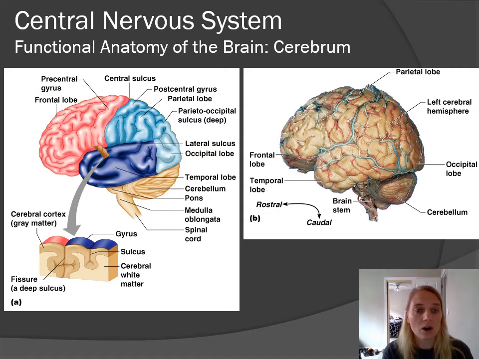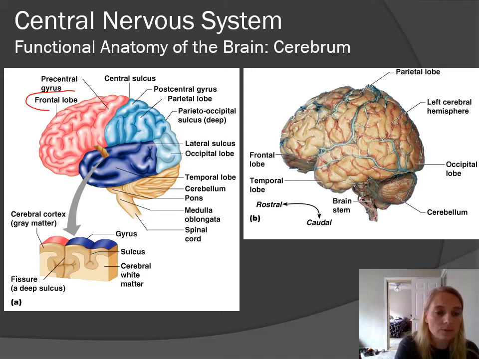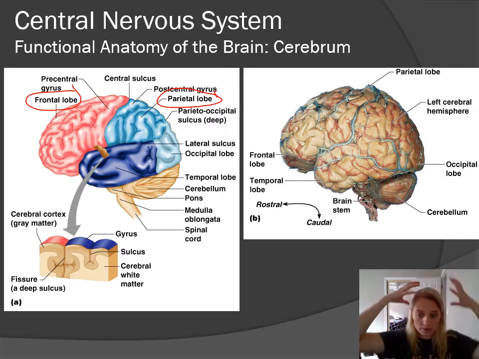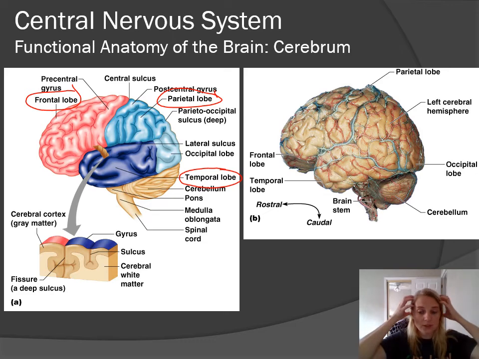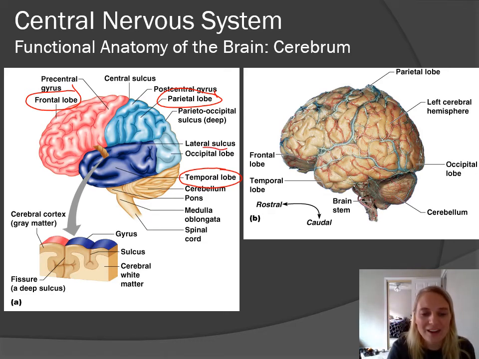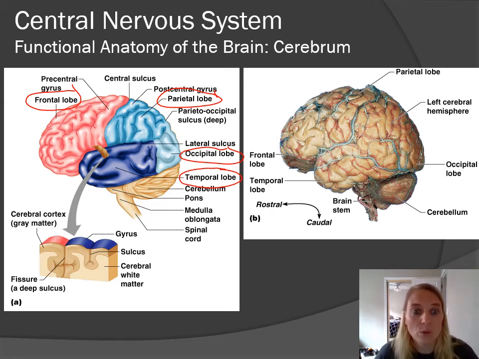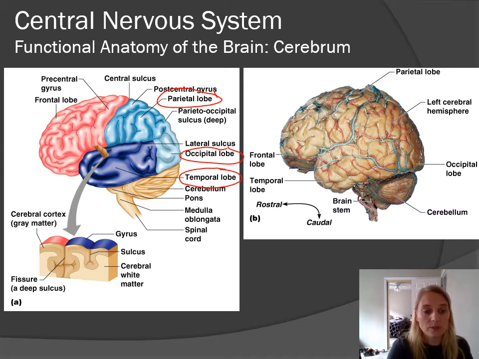And then there are lobes, cerebral lobes. And if you'll notice, their names look like your bones. So the frontal lobe sits under your frontal bone. Your parietal lobe sits under your parietal bones. Your temporal lobe sits under your temporal bones, and your occipital lobe sits under your occipital bone. That's really nice because it's bringing back your prior knowledge of your bone list. So that helps to learn these and makes it a little bit easier. So those are the major regions of the cerebrum, broken up into those different lobes.